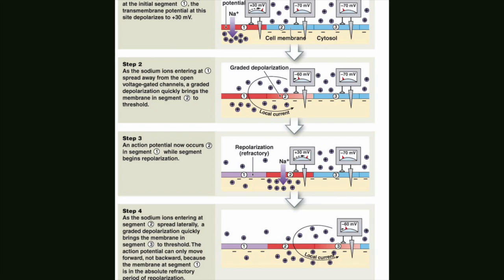Alright, so let's review the steps of action potential propagation. An action potential is generated at one site, so here's where it's generated. Sodium ions enter the cell. These sodium ions bring the adjacent membrane over here to threshold. So that's what's happening here. They spread out and they bring this area to threshold. This opens more voltage-gated sodium channels, and the action potential travels in one direction because of the refractory period.